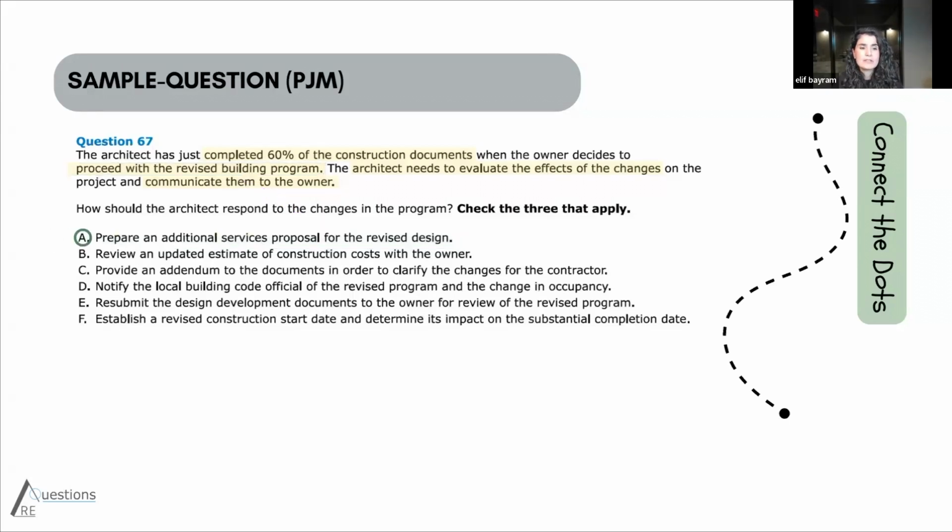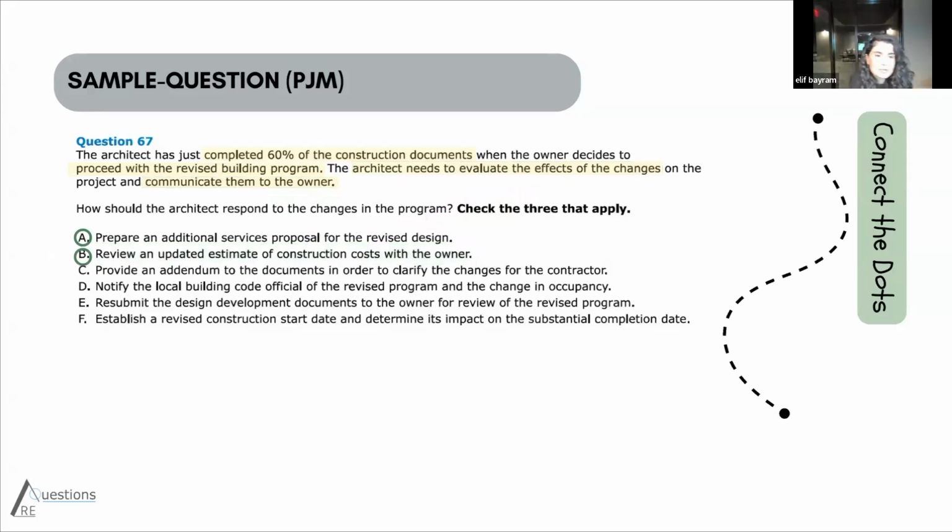Then option B says review an updated estimate of the construction costs with the owner. So again, you are communicating with the owner. Okay, that's important. And you are evaluating the impacts of this change by updating the estimated construction cost. So do you see how the concepts are matching between the option and the question, and how they are responding to every point or every issue that is highlighted in the question? That's how you decode the correct answers, okay? This is how you should read every NCARB question, regardless of the exam.